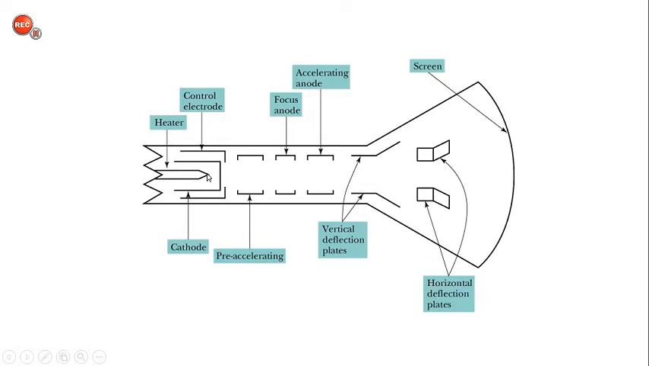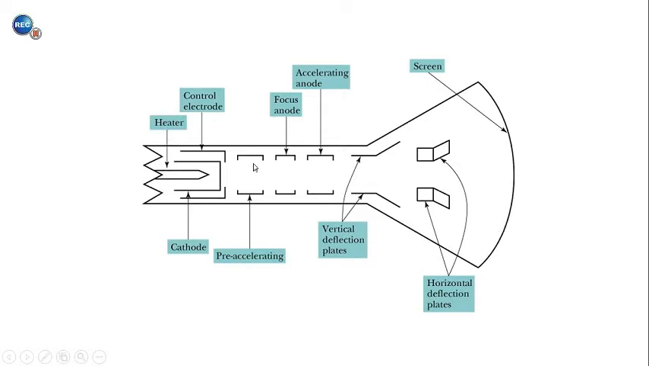Essentially what's happening as electrons are being shot through this tube, if we apply a voltage to these plates, and let's say the top plate is positive and the bottom plate is negative, as an electron is passing through here, it's going to be attracted to the positive plate. That's going to cause the electron to be deflected and put a mark on the screen at a higher position. And if we reverse the polarity of the plates, then the electrons will be deflected downward and make a dot lower on the screen.